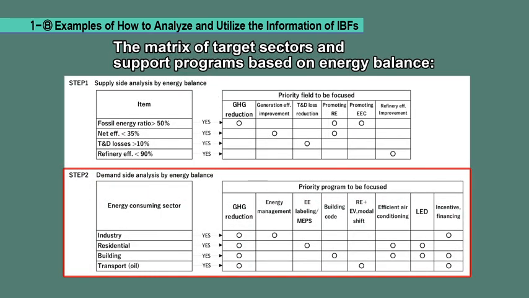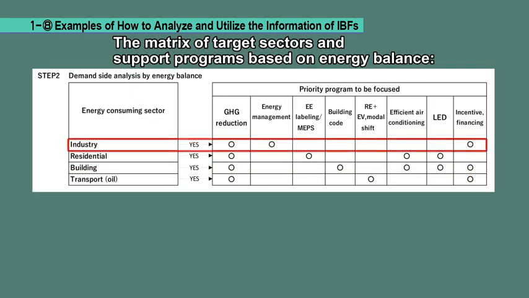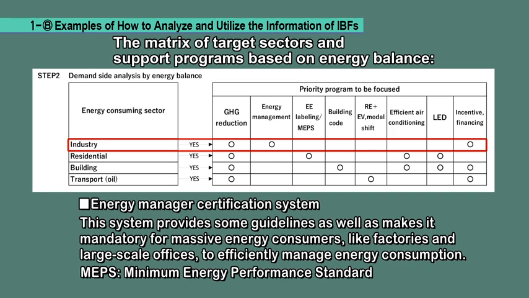The lower tables show demand-side measures. If energy consumption is huge in the industry sector, introducing energy manager certification systems and loans for introducing energy-efficient equipment would be effective measures. Energy manager certification systems have been introduced and promoted in many countries, and ISO standards have been set up. It provides some guidelines as well as makes it mandatory for massive energy consumers like factories and large-scale offices to efficiently manage energy consumption.